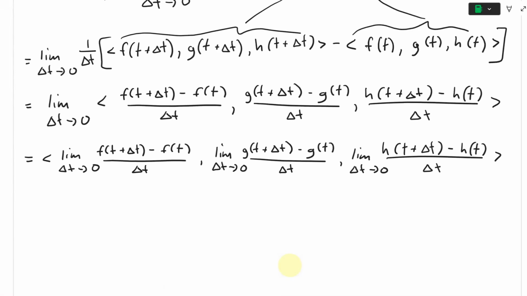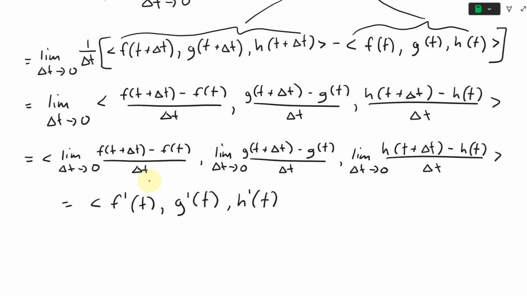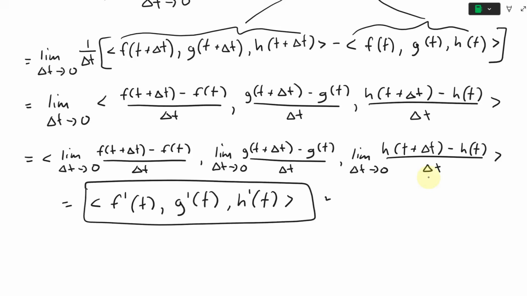So this just equals, this is just the regular definition of the derivative of a function. So that equals, well, now by components, we're going to have f prime of t, g prime of t, h prime of t. So there it is. We just proved it, because these are all just the derivatives of normal functions. So there it is, and I'm going to box this out and do a check mark.